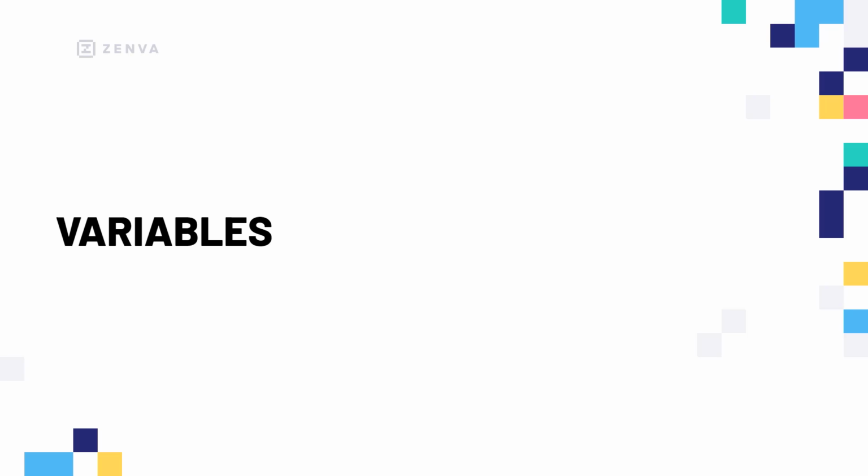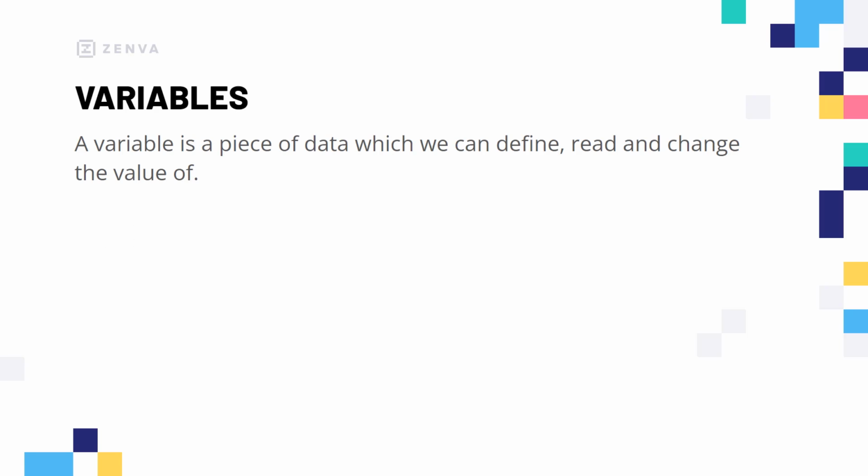Welcome back, everyone. In this lesson, we are going to be learning about variables. Now, first of all, what is a variable? Well, basically, a variable is a piece of data which we can define, read, and change the value of. It's a piece of data that we save to memory, and we have the ability to utilize it.